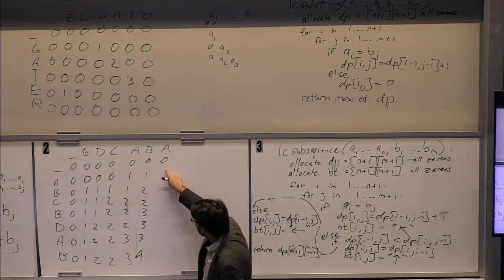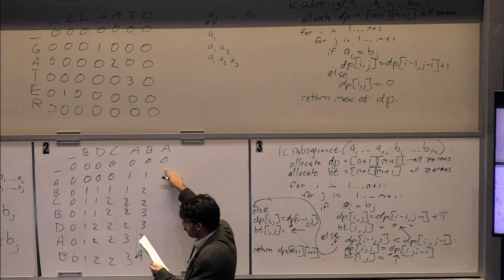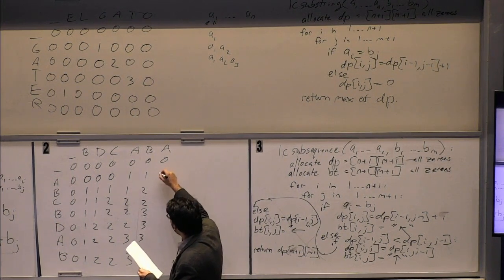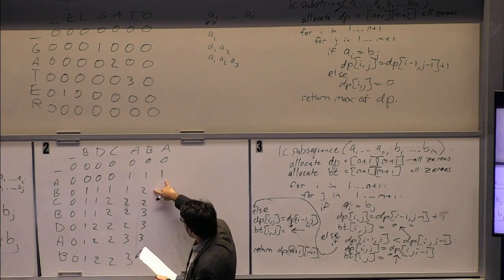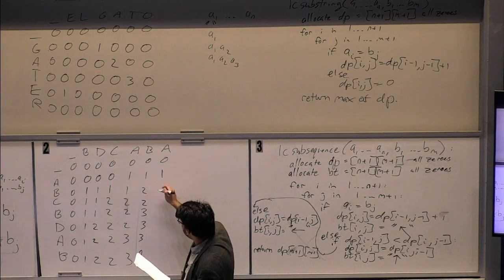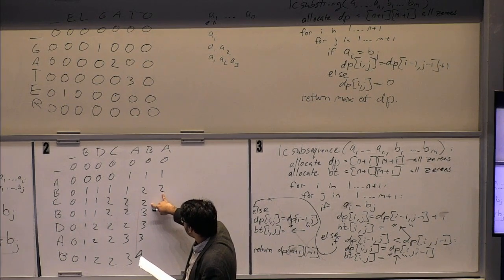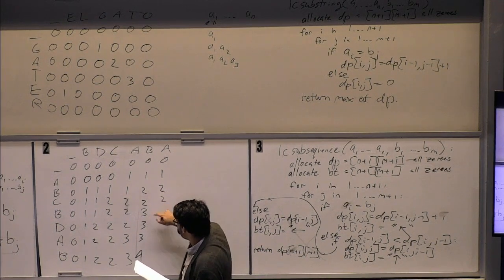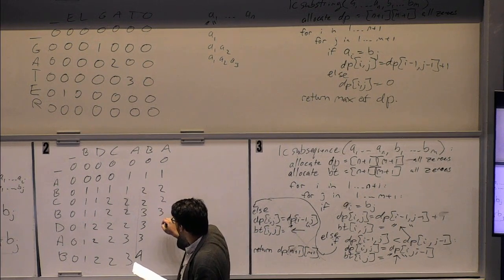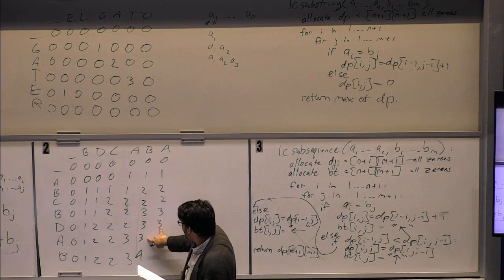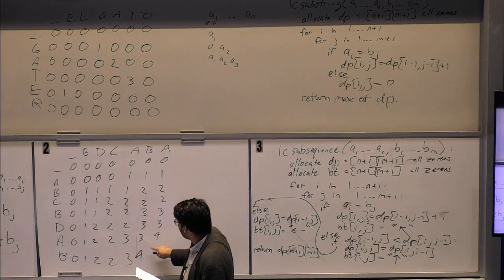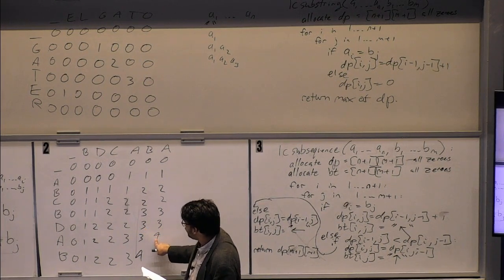Okay. Just double checking. Final column. A and A are equal, so you're going to take 0 plus 1 is 1. These two are not equal, so you take the max of these two, which is 2. These two are not equal. So you take the max of these two is 2, and we'll just simply take the max going down until we get an A. So this is an A, you'll take this one plus 1, which is 4. So it's this solution plus this A.